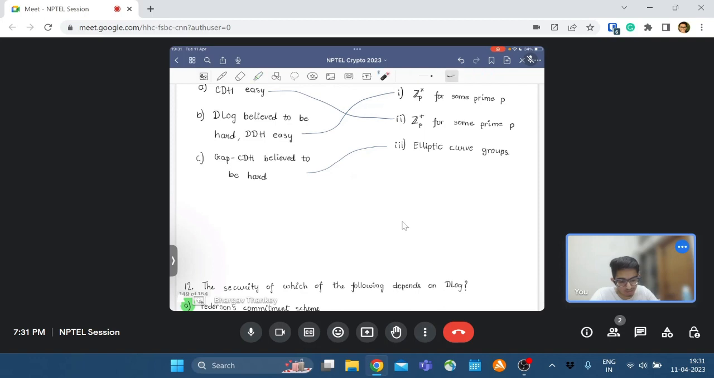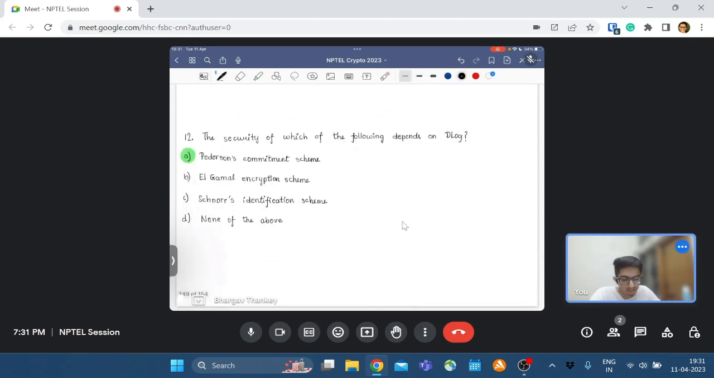In particular, option B over here. So DDH is a strictly stronger assumption than D-log, and because of that reason, we cannot say that just because the security of the Elgamal encryption scheme depends on the DDH assumption, it also depends on the D-log assumption. No, we need the DDH assumption for the Elgamal encryption scheme to be secure. So B is false.